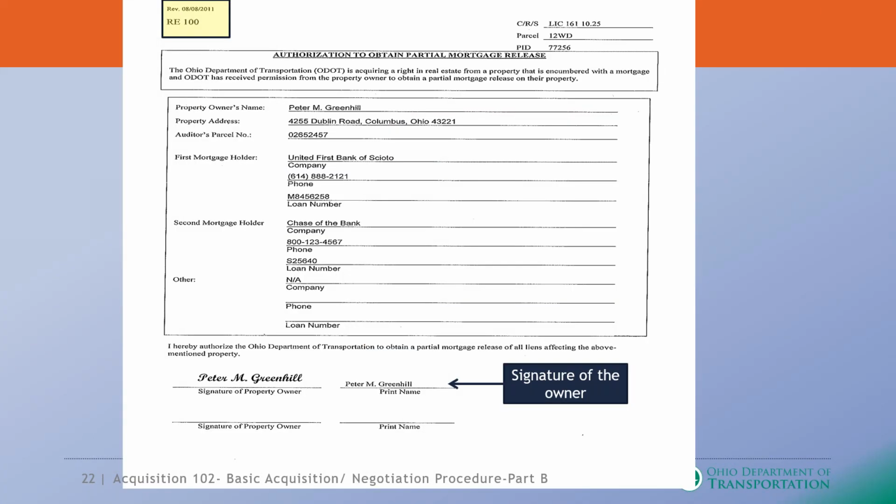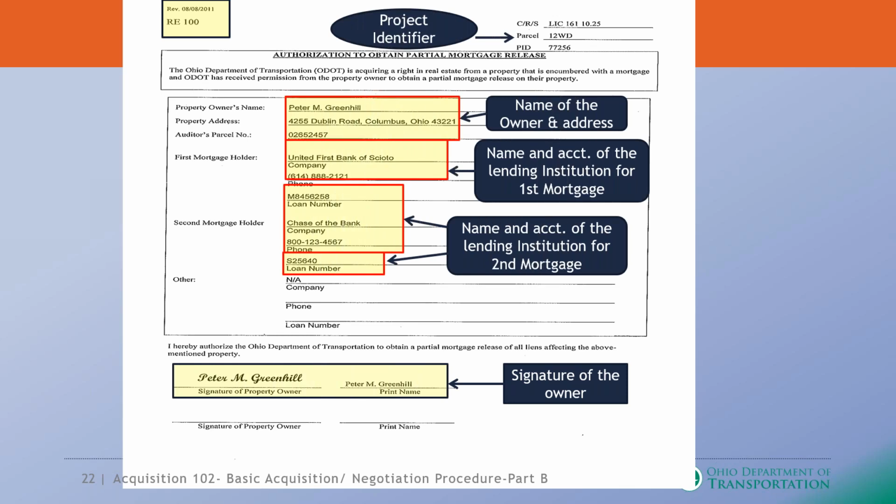This here is what is known as the RE100, the authorization to obtain a partial mortgage release. All the areas highlighted in yellow are the example of what information would show: the name and the address of the property owner, the name of the lending institution, the account, whether it is a first mortgage or a second mortgage. And then the signature of the property owner that we would actually need. And they would submit that information to the mortgage lender that we're working with. Without this particular form, the mortgage lenders will not talk with us because we do not have anything to do with this mortgage. So by getting the property owner's permission, this helps us work with the mortgage company.